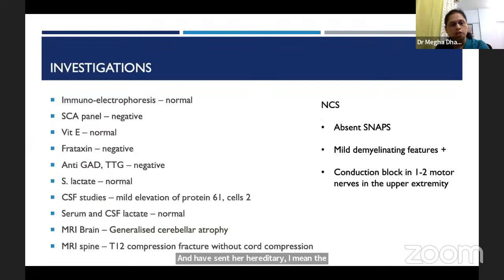She has just received IVIG last week, so I don't know, but we did not see a dramatic improvement in the clinical symptoms. I think I'll just leave it over there. Thank you so much, and I appreciate any comments on this case.